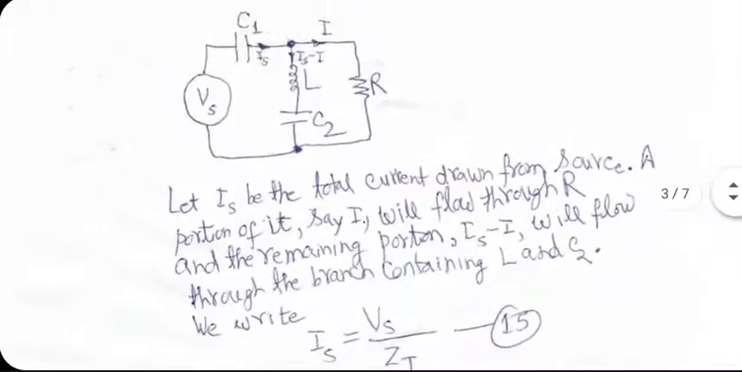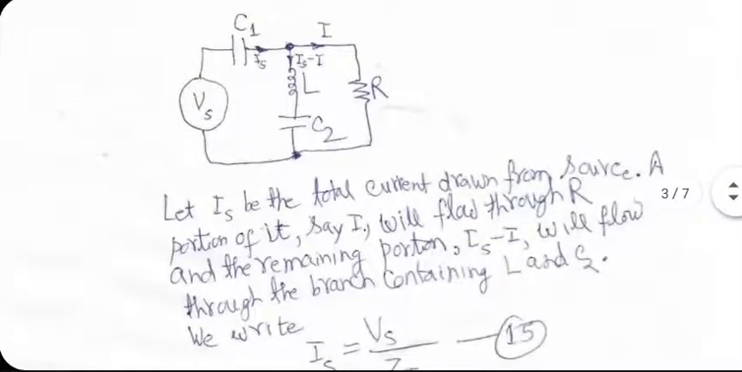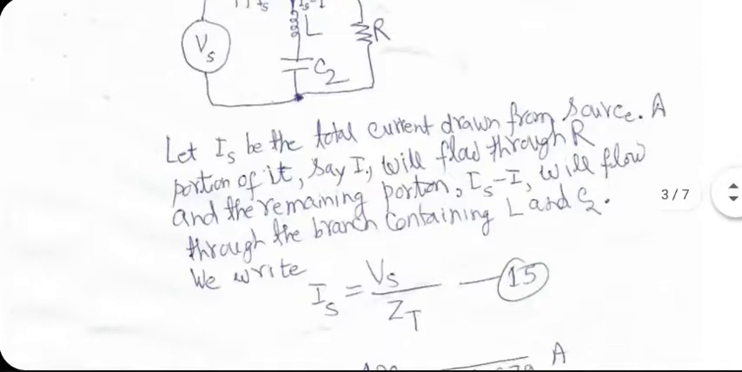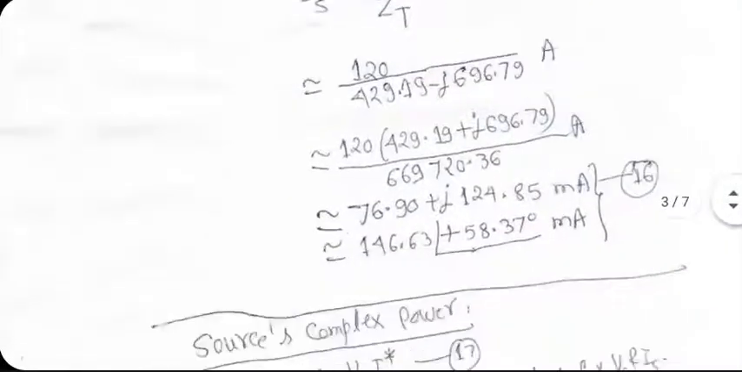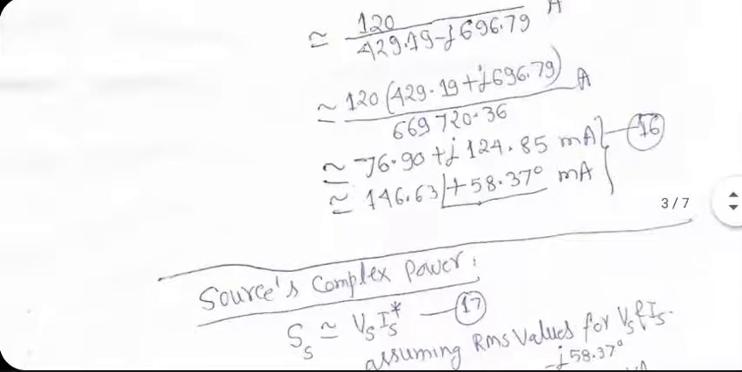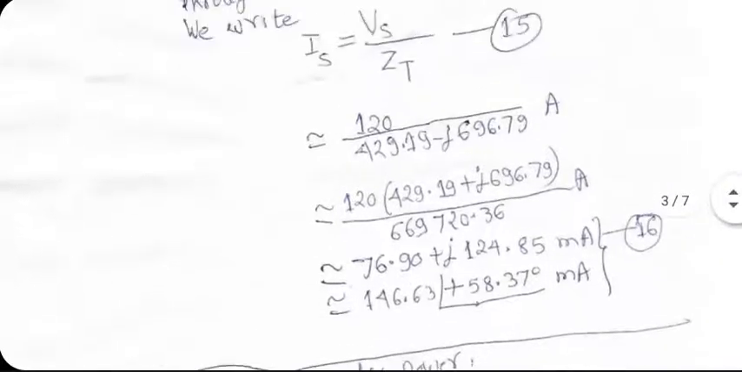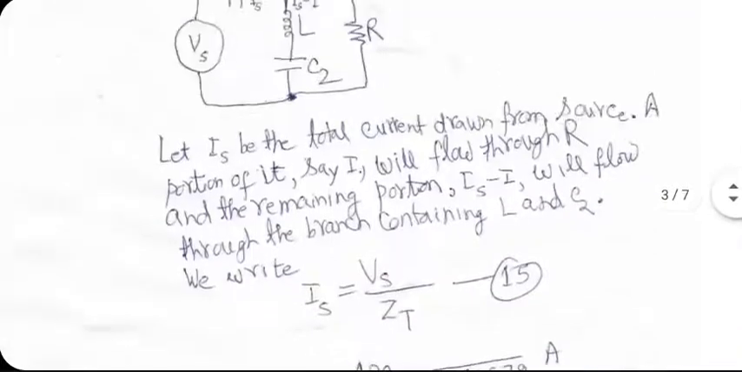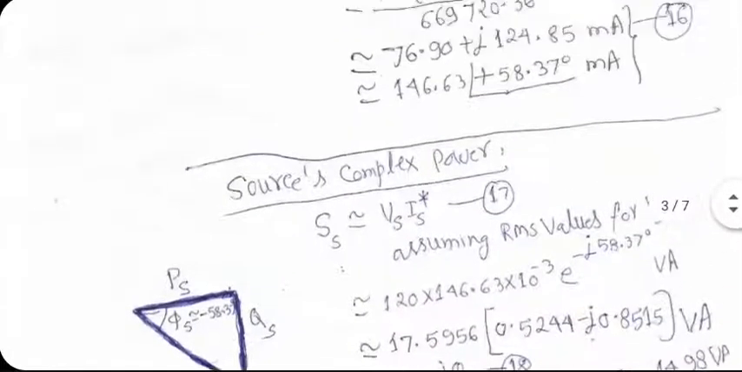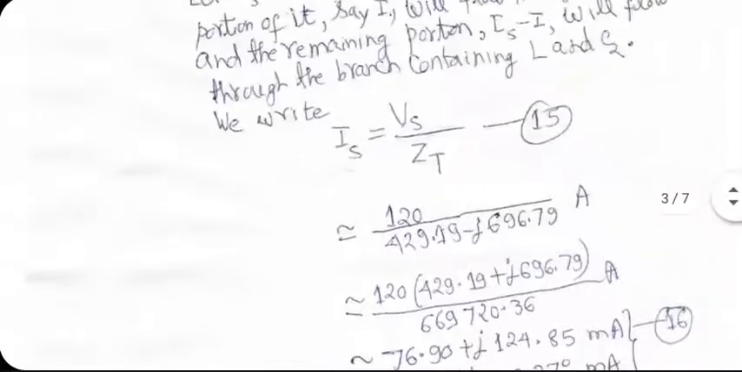First of all, I can calculate total value of current coming from the source as Vs divided by Zt. Vs is given to me. I plug in the values. I get the total current as 146.63 milliamperes with a phase angle of 58.37 degrees. And correspondingly, real and imaginary parts are also given here. Okay. Now that current divides into two parts. And we can always calculate that if necessary.